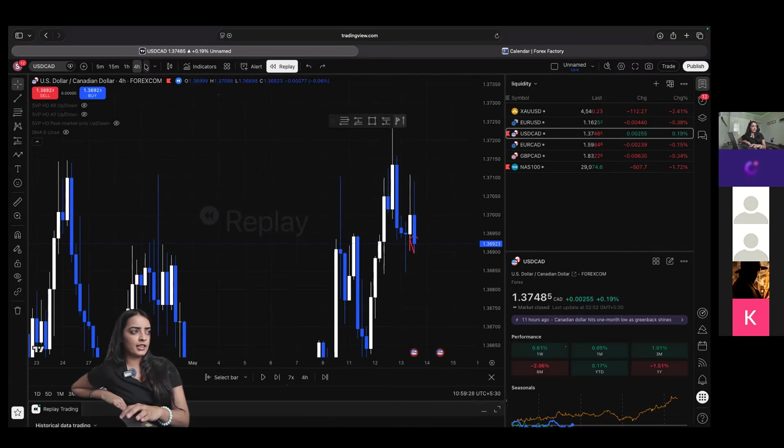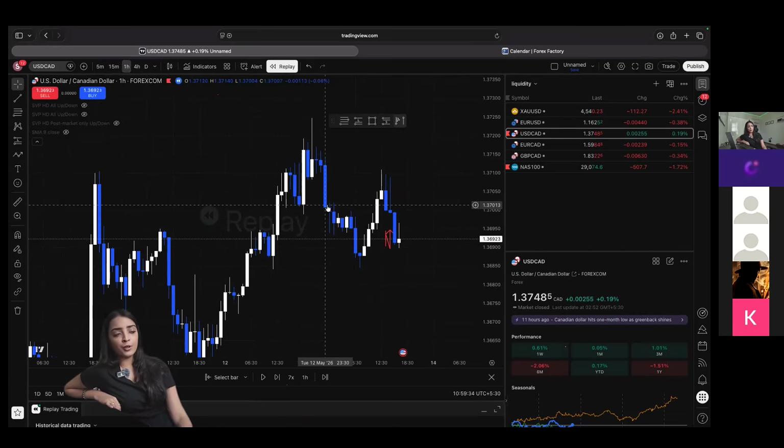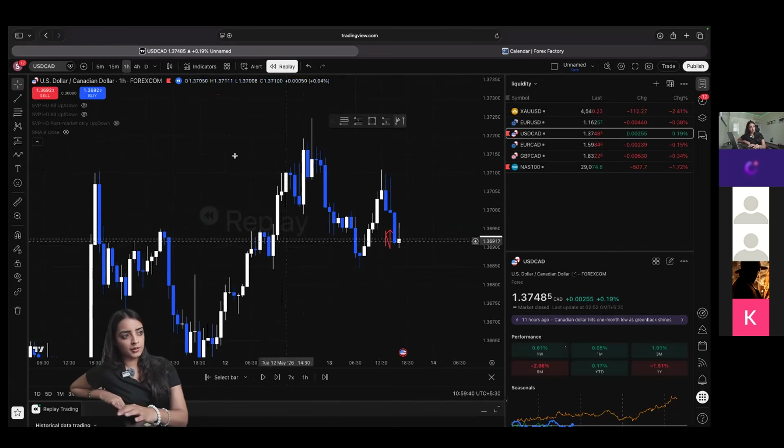So what did we see? The daily is bullish, 4-hour is bearish. Now let's see the 1-hour time frame. What do you think 1 hour is? What do we do in 1 hour? We see major breaks. What's the time frame here?